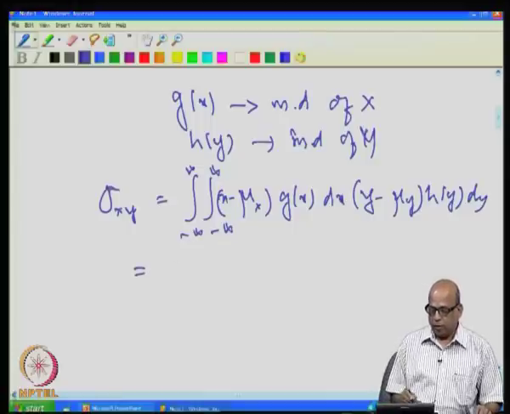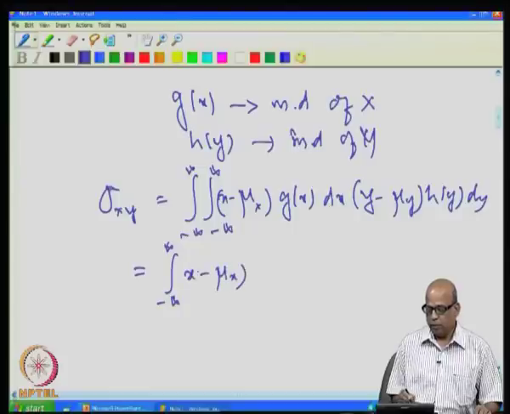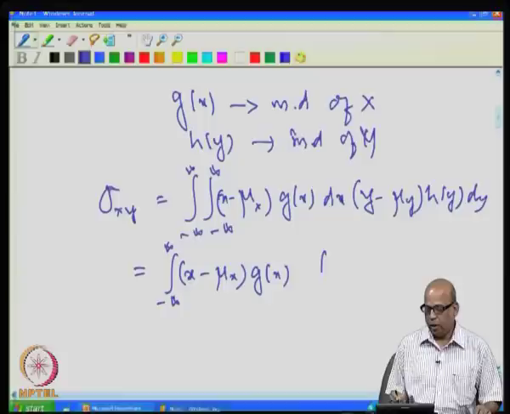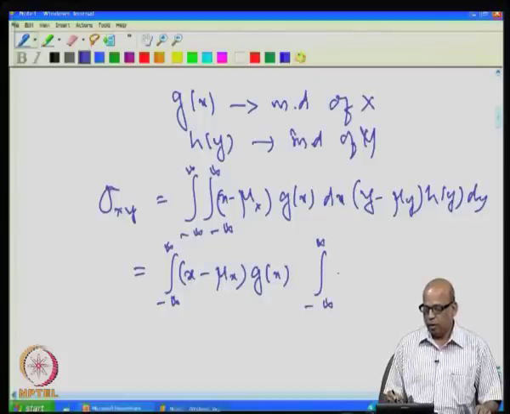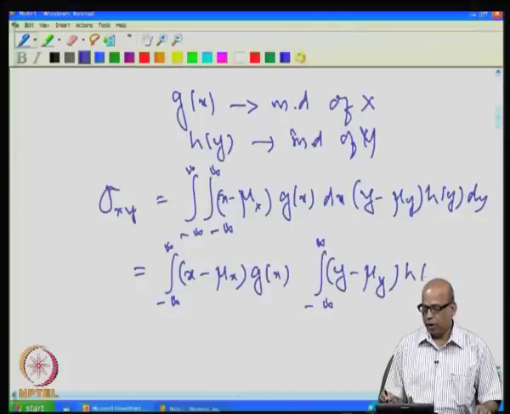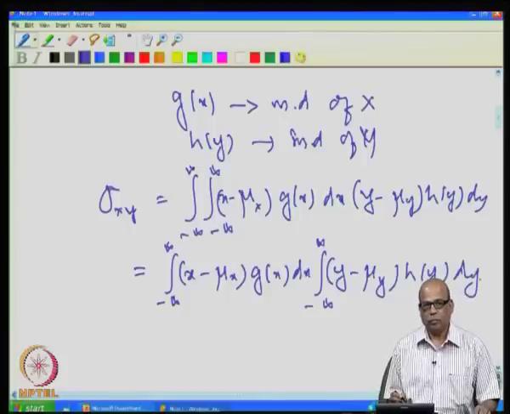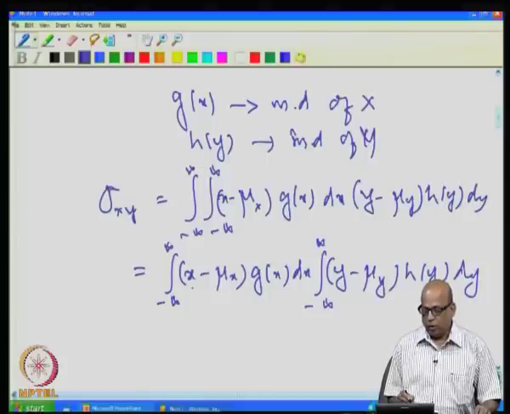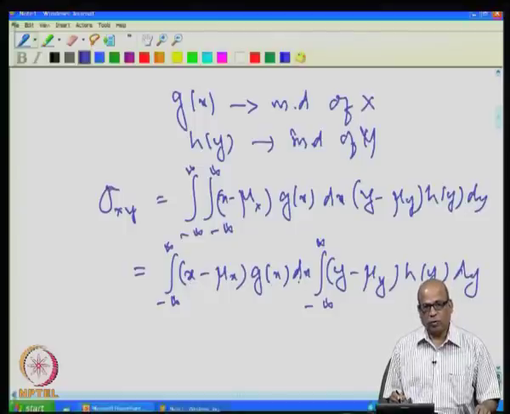And therefore, I write this as integral from minus infinity to plus infinity of x minus mu x into g of x, into integral from minus infinity to plus infinity of y minus mu y into h of y. This is with respect to x and this is with respect to y. Can you recall this integral? For example, I will write this as integral of x into g of x dx. What is x into g of x dx? That is mu x itself, minus mu x into the integral from minus infinity to plus infinity of g of x.